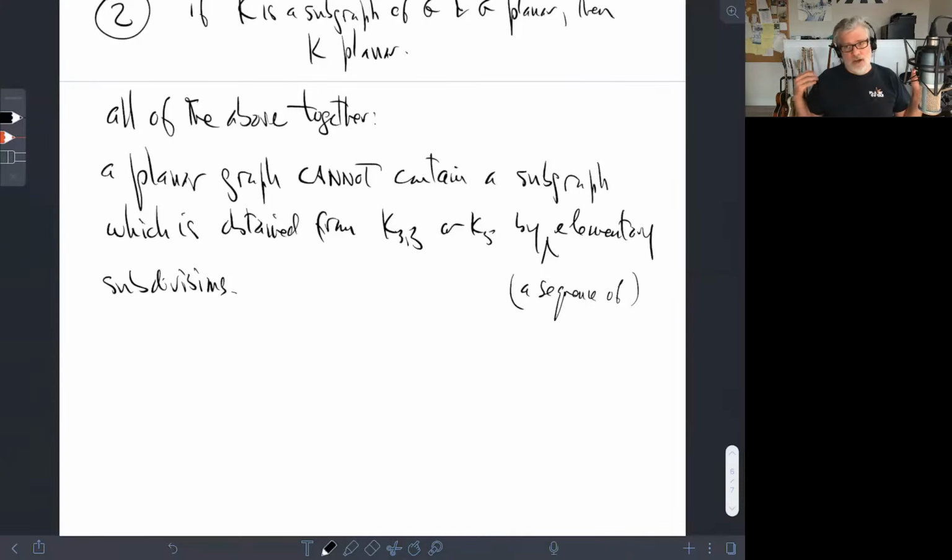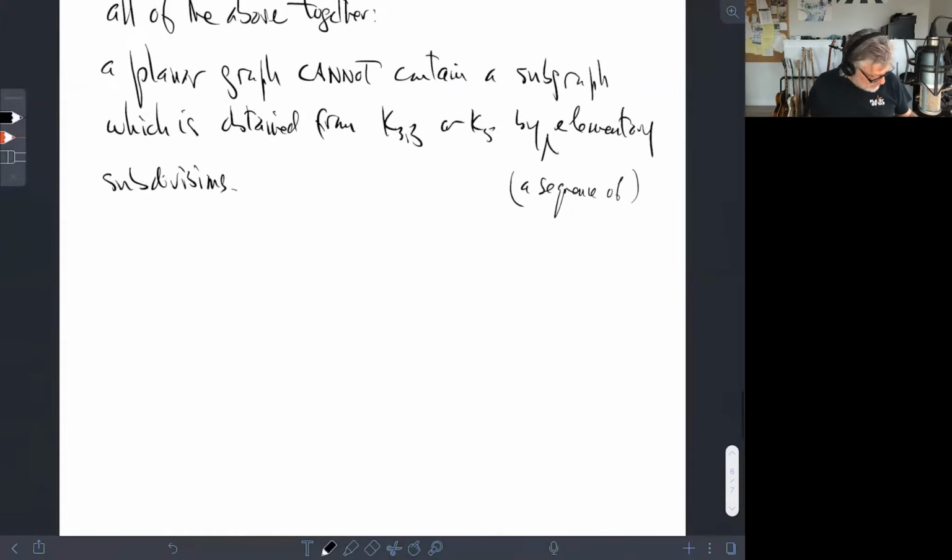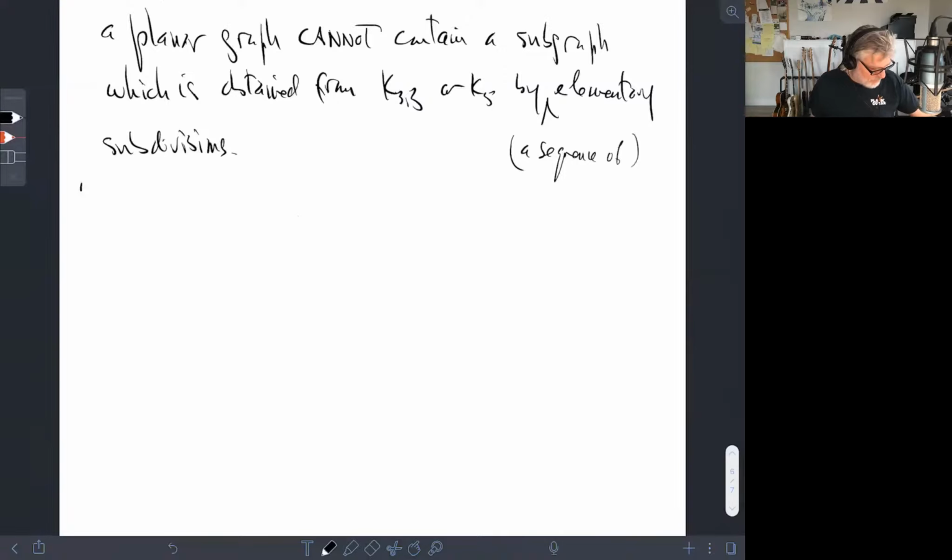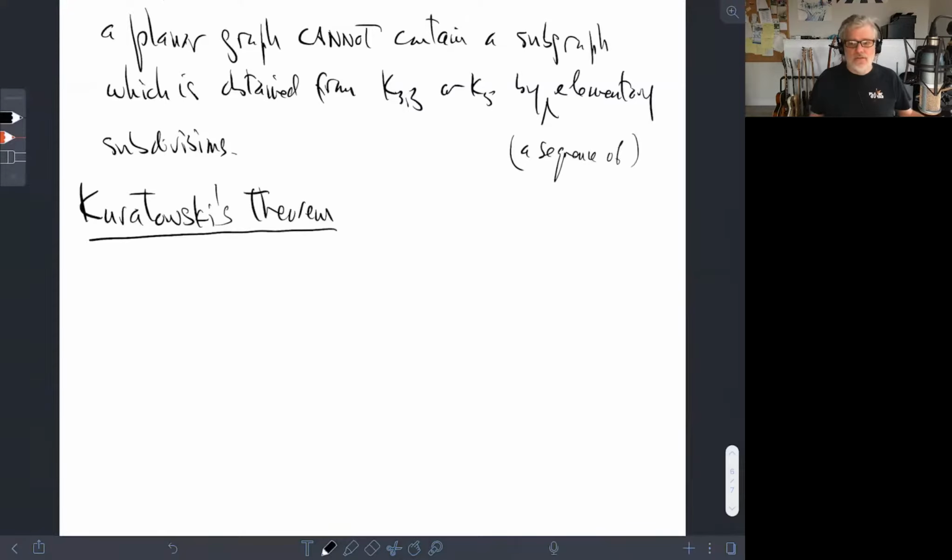What is not an obvious observation is that, in fact, that's it. That's the end of the story. So this is Kuratowski's theorem, which is a remarkable theorem. This is early 20th century. I didn't write the year. That's silly. It's certainly in the book. Kuratowski's theorem states that a graph is planar precisely when it does not contain a subgraph which is obtained by subdivision from K33 or K5.